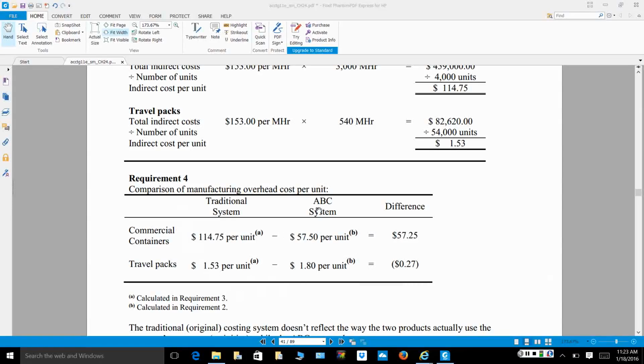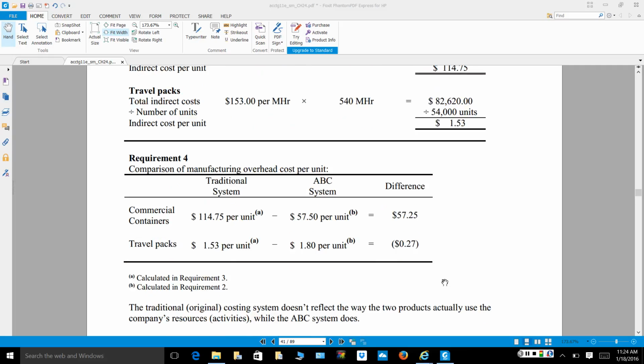If we do a comparison between the overhead allocation based on my traditional system versus overhead allocation with ABC, we can see that I have allocated way too much overhead to my commercial containers using the single plant-wide rate. Actually, $57.25 too much overhead to each container. And in my travel packs, I would underestimate the amount of overhead at $1.53 compared to $1.80. Now, if travel packs were all we were manufacturing, would 27 cents per pack be significant? Possibly. It depends on what our price point is for this product.